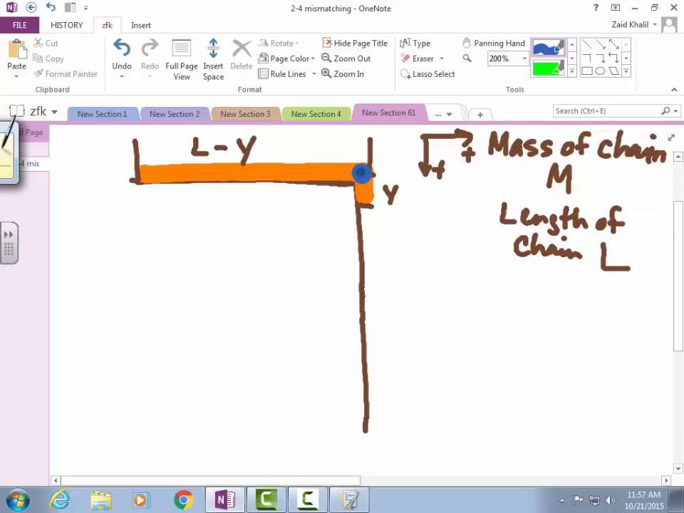And why do I want to look at a point? Because what can I say about the force of tension at a point? If I took two different points, can I say the force of tensions are equal? No, but if I took a single point, what can I say about the tensions? It's equal. So let's actually go through this.